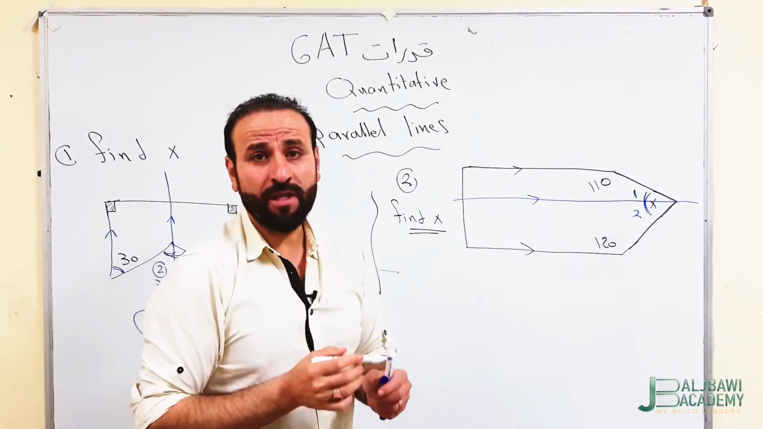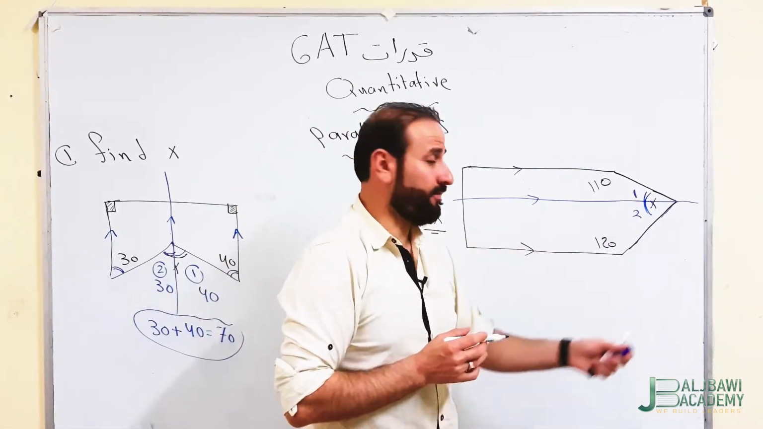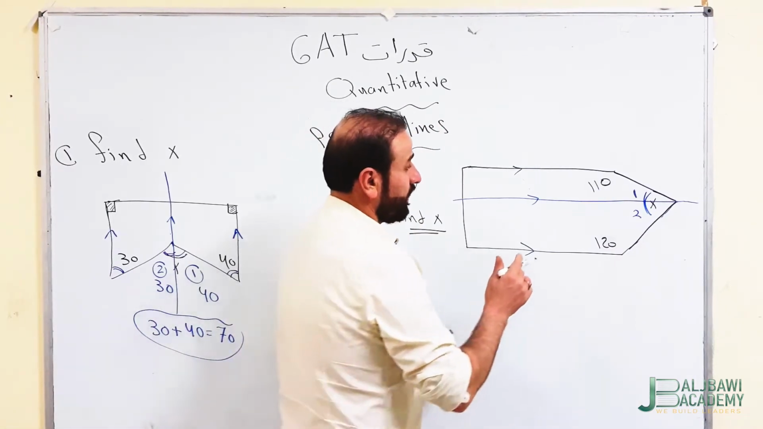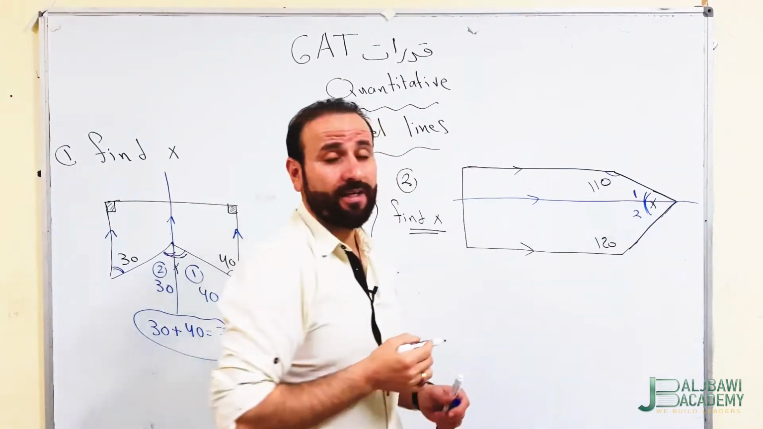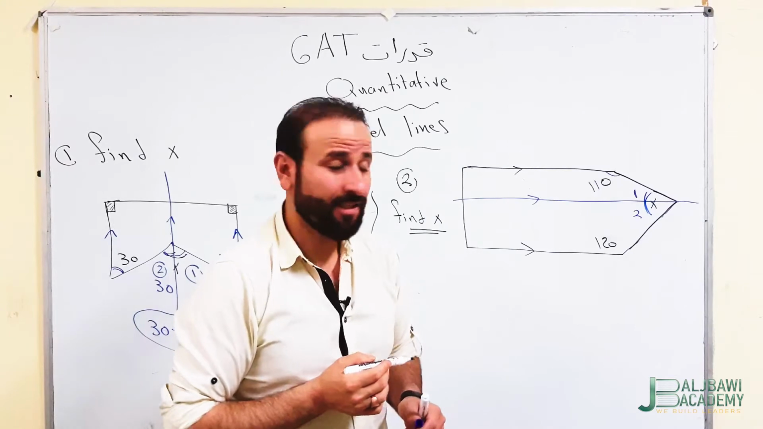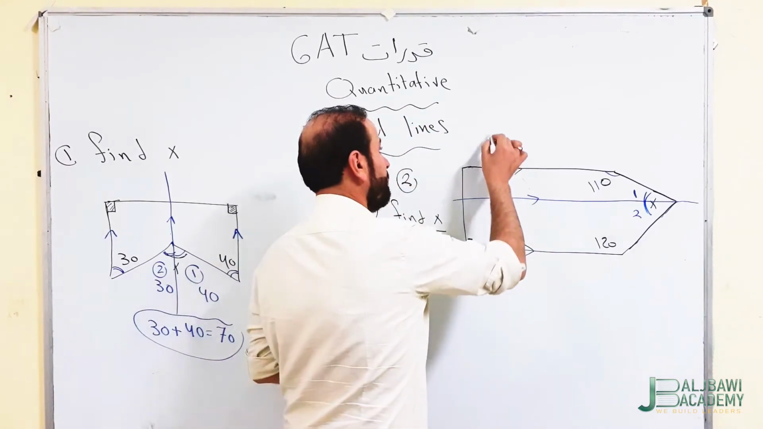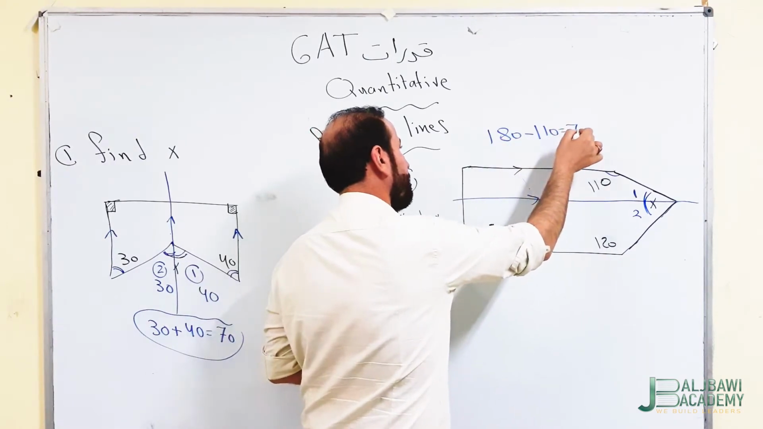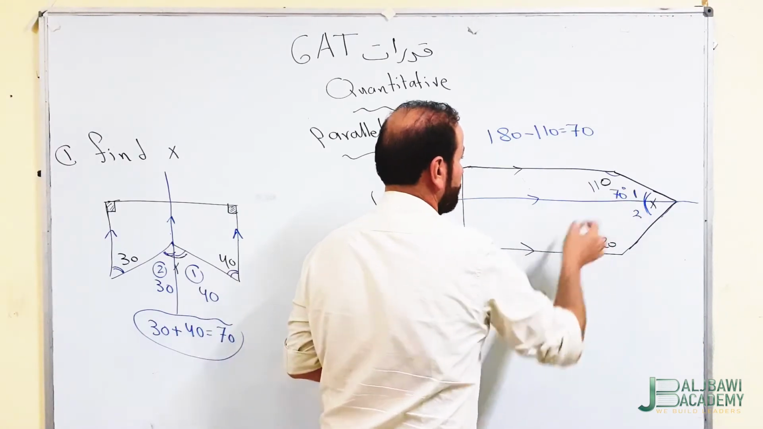Now to find the value of x, I need to find the value of angle 1 and the value of angle 2. Angle 1 and this angle, which is 110, are interior angles. So they add up to 180. So to find the angle 1 measure, I made 180 minus 110 equals 70. So angle 1 will be 70 degrees.